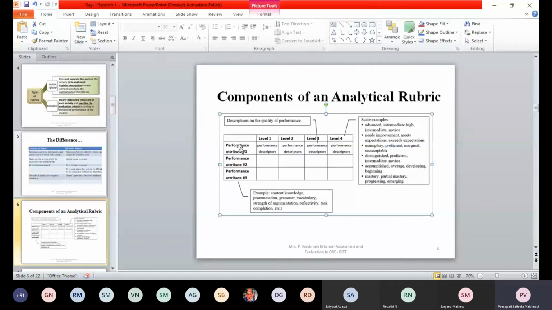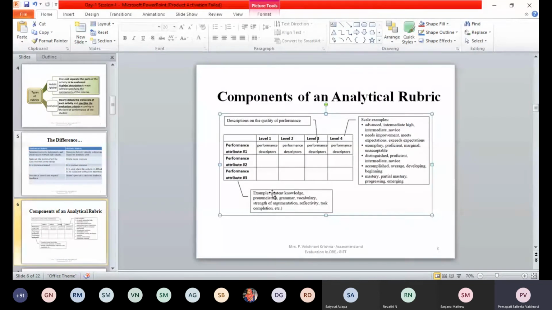So what are the three basic components here? One will be your performance attribute, performance level, and performance descriptor. These three together will constitute your analytical rubric. Now performance attribute, please pay attention. What does this mean? Based on what parameters do you want to judge your student's assignment?